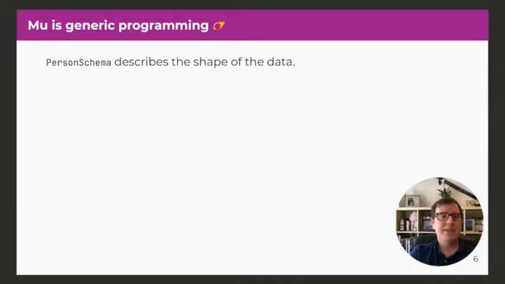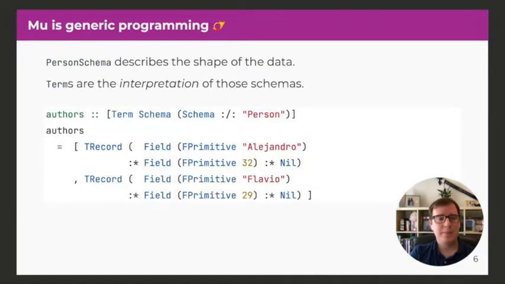So PersonSchema describes the shape of the data. And the terms that we use internally in Mu Haskell are the interpretation for those schemas. So for example, here's an example of a person encoded in the type level, in this case, Alejandro and myself. And for the term, the interpretation, we use GADTs underneath to form the terms.